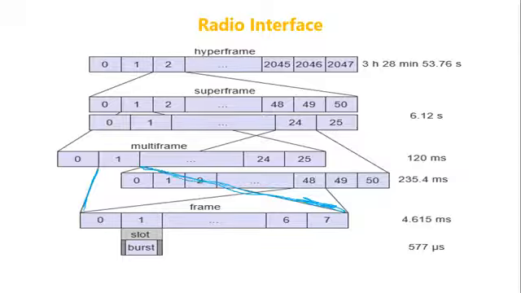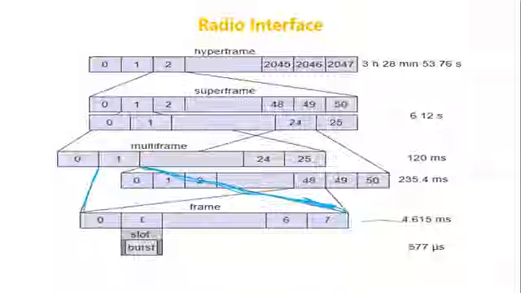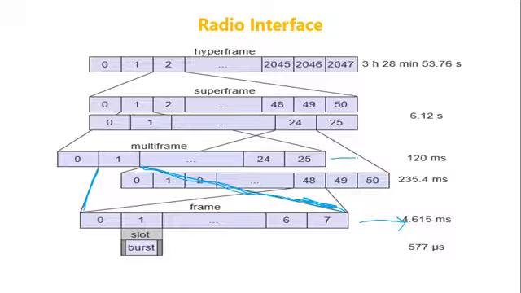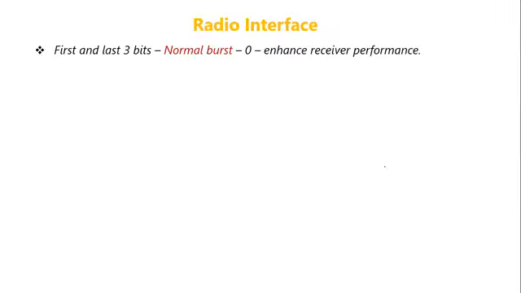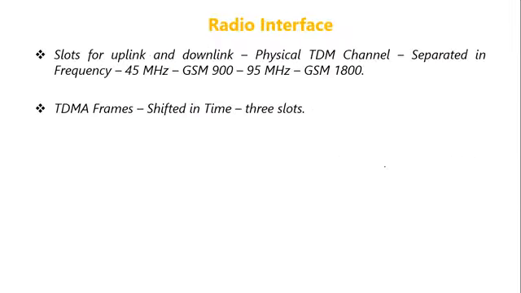So there are 26 frames, and 26 frames put together form one multi-frame. The frame duration is 4.615 milliseconds, so the 26-frame duration is 26 into 4.615, which is 120 milliseconds. I think it is clear. So this is how the multi-frame is created.